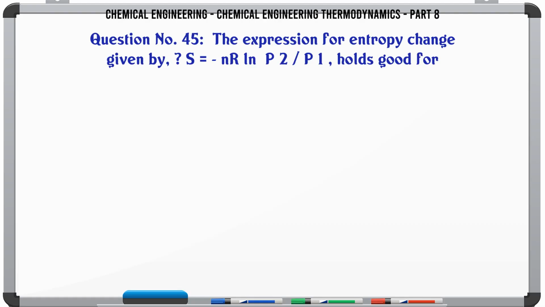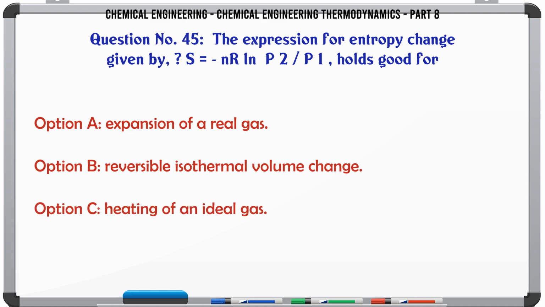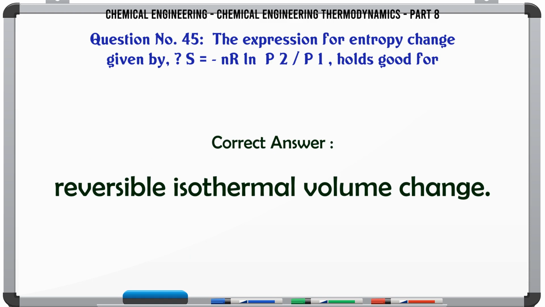The expression for entropy change given by ΔS = -nR ln(P2/P1) holds good for: A. expansion of a real gas, B. reversible isothermal volume change, C. heating of an ideal gas, D. cooling of a real gas. The correct answer is reversible isothermal volume change.